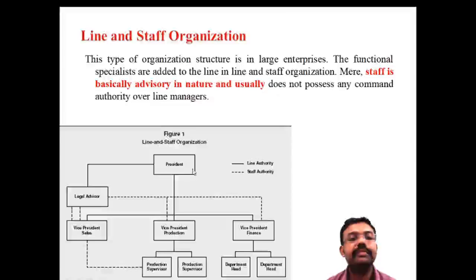Look at this diagram, and we can see the single line and the dotted line. The dotted line represents the staff authority, and the single line represents the line of authority. From the president's point of view, there is a vice president of production and a vice president of finance. These vice presidents are giving advice to the top-level managers. They are giving the advice, such as legal advice.